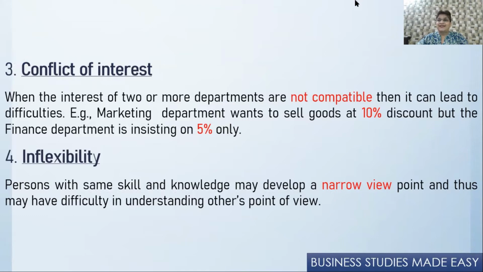So the marketing passes that to the production department. The production department says, we are MBA in production. Now you are going to tell us what we have to make? We know what we have to make. So they keep on making whatever they were producing. So this leads to inflexibility and a very narrow viewpoint.